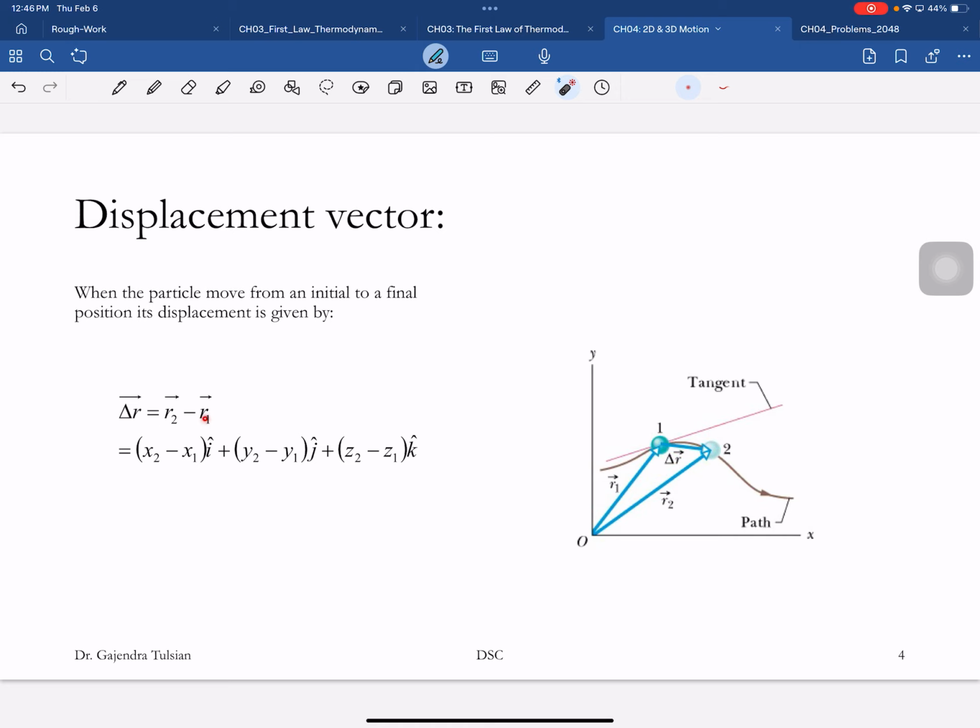And you can see that by bringing R2 is delta R plus R1. So if you bring this guy over that side, see R1 plus delta R is R2, which is what this equation is saying. So again, the displacement vector is a vector pointing from your initial position to your final position.